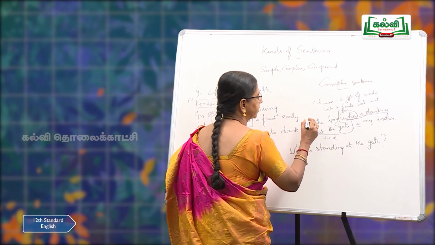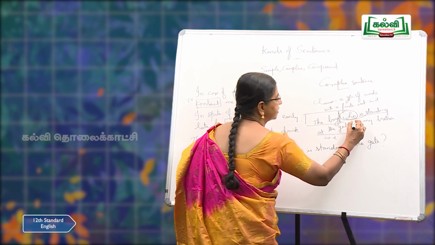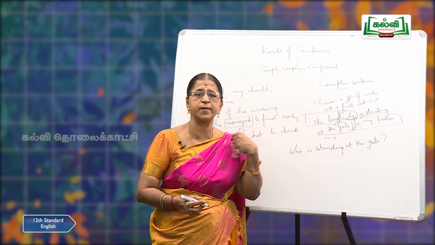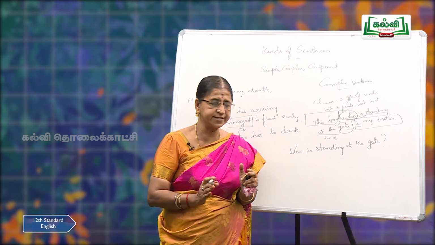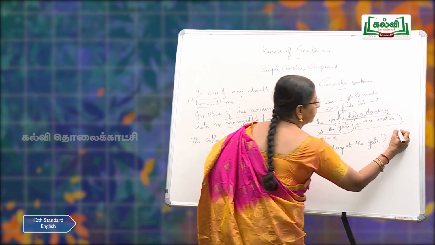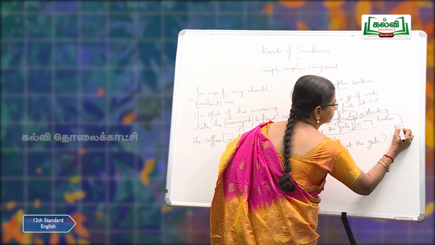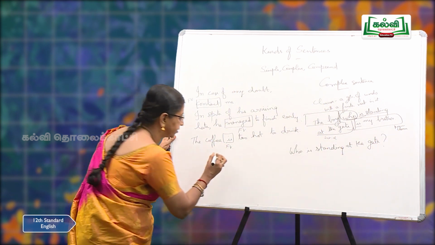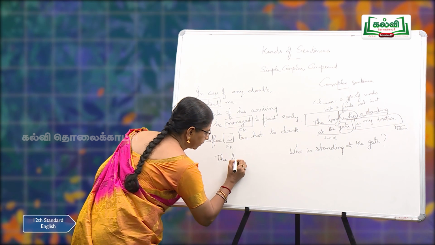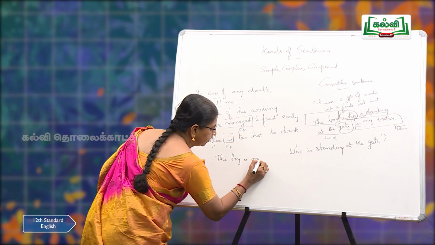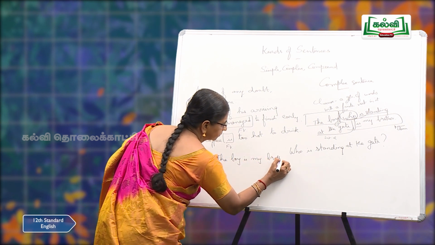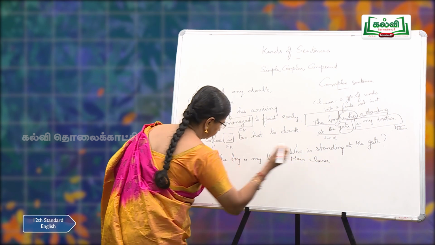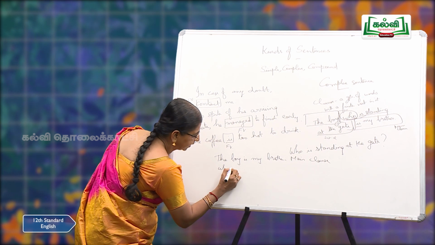Now look at this part. The boy is my brother. Doesn't it give you sense? The boy is my brother. It gives you complete sense. So that is called the main clause. I will write it out separately so that you can identify it. The boy is my brother. Main clause. Who is standing at the gate?